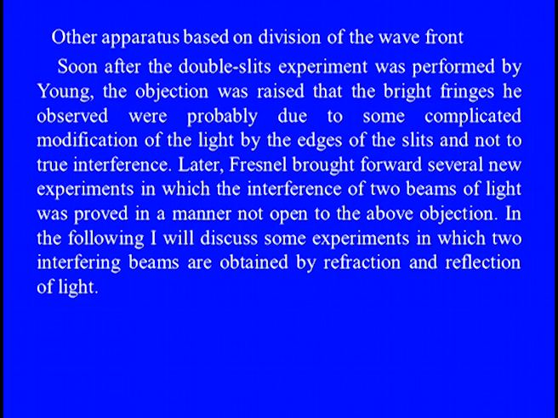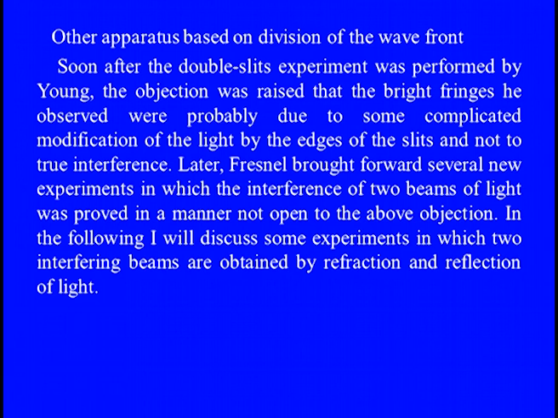Now, I will discuss some other experiments which are based on division of wave fronts. Soon after the double slit experiment was performed by Young, the objection was raised that the bright fringes he observed were probably due to some complicated modification of the light by the edges of the slit and not to true interference. Later, Fresnel brought forward several new experiments in which the interference of two beams of light was proved in a manner not open to the above objection.